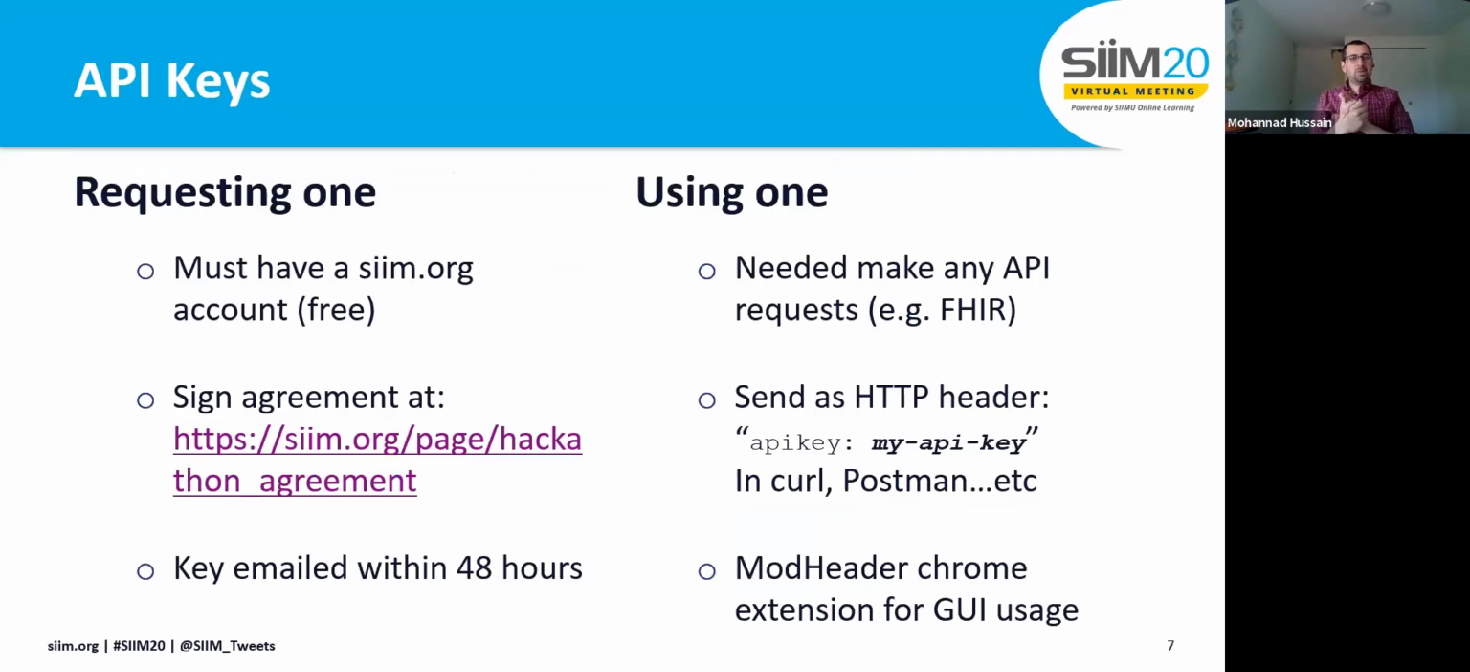Okay, we talked about the idea of API keys. Requesting one is something that you would do from SIIM.org. To begin with, you have to have an account on SIIM.org. And you don't have to be a SIIM member to get a SIIM account. You can actually get an account as a guest. I'll show that very quickly here so people know what it's like.